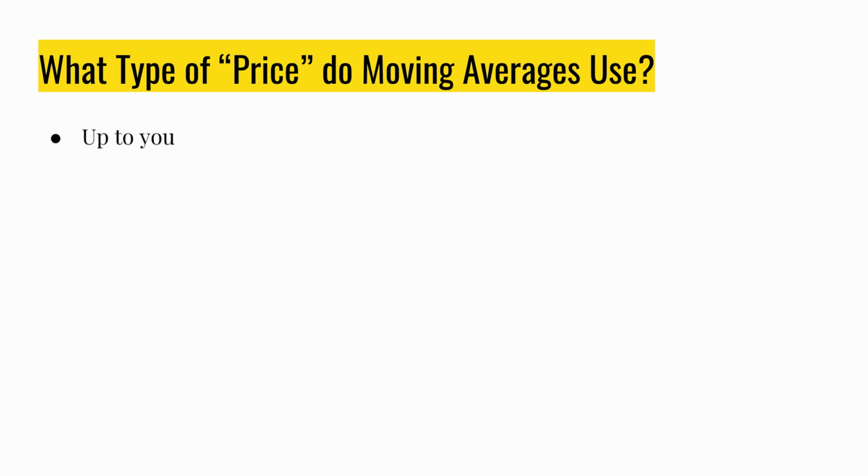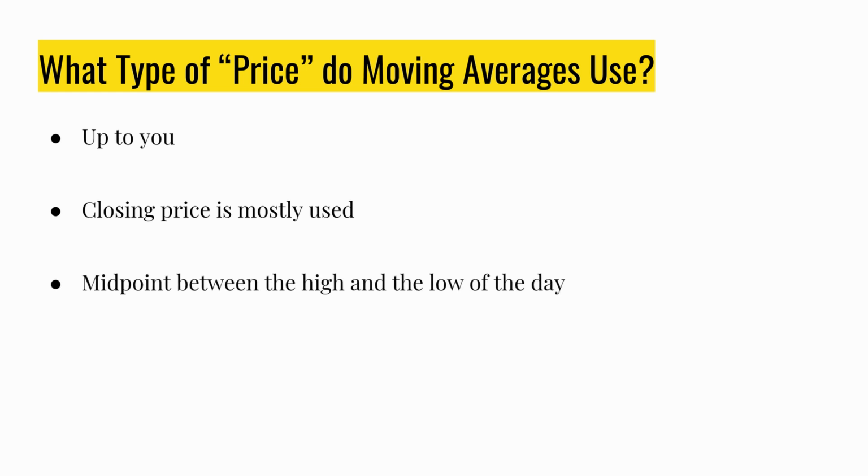Now, let's move on to what type of price the moving averages use. Well, it depends on what you want to use. Most people use the closing price, but some people use the midpoint between the high and the low of the day. Others use the average of the high, the low, and the closing prices.